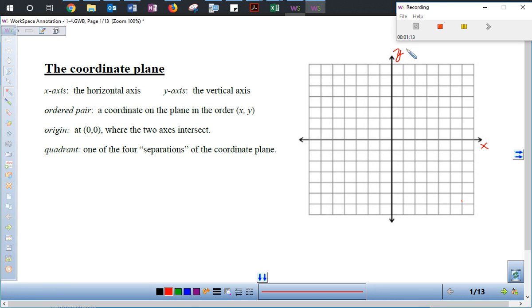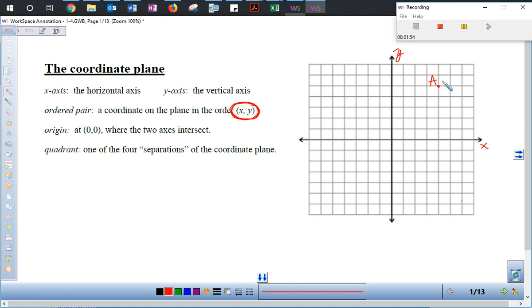Now, a coordinate plane is all about ordered pairs and where they can be located. A coordinate on the plane is always written in the order of x comma y. Now notice how the x comes before the y. This is always in alphabetical order. That's why it's called an ordered pair. So if I wanted to find a coordinate on this graph, let's say we have one right here, and I'm going to call this point A.